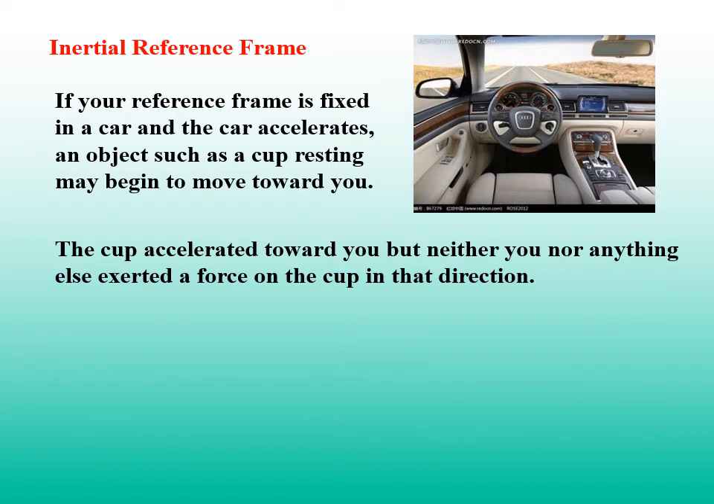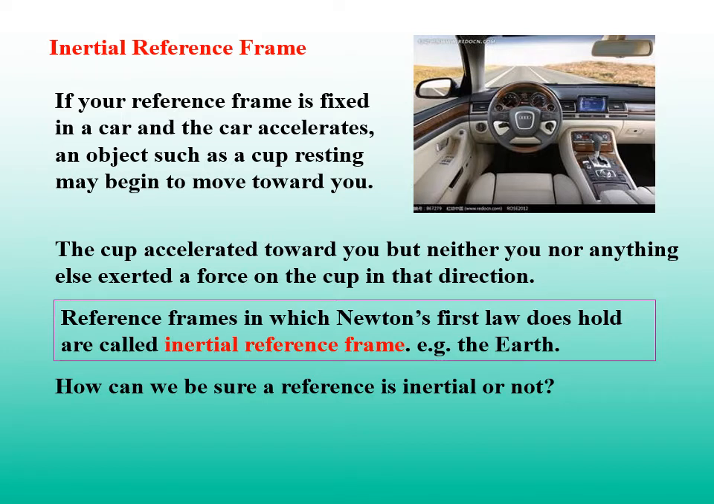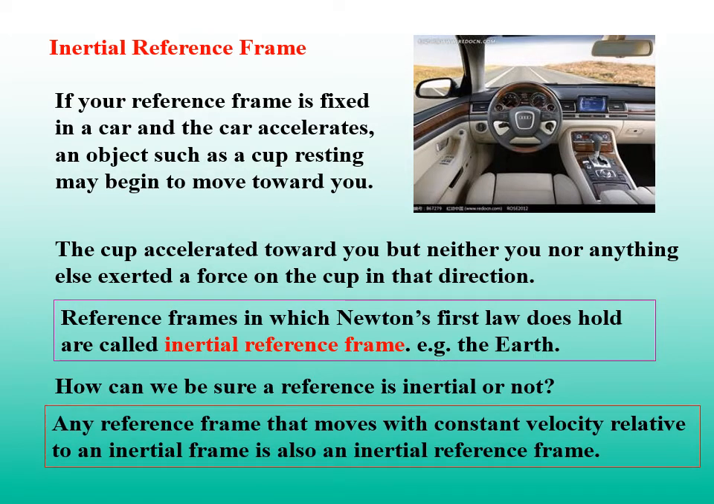Reference frames in which Newton's first law does hold are called inertial reference frames, such as the Earth. How can we be sure a reference frame is inertial or not? Any reference frame that moves with constant velocity relative to an inertial reference frame is also an inertial reference frame.